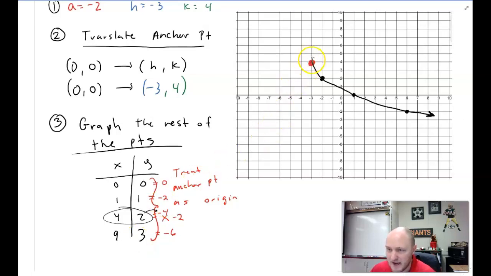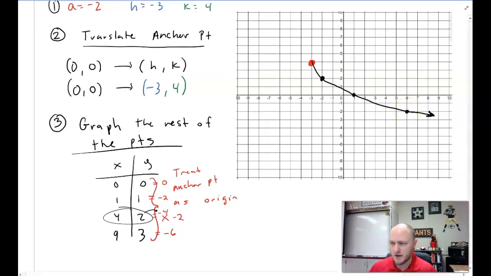And from my anchor point, I plotted those. So right 1, but instead of going up 1, I had to go down 2 because of our A value. Then I went right 4, and instead of up 2, I went down 4 because of our A value. Next, I went back to my anchor point, and I went right 9. Instead of up 3, I went down 6, again because of our A value.